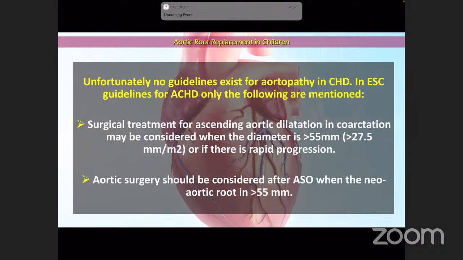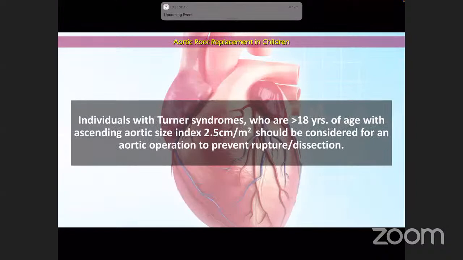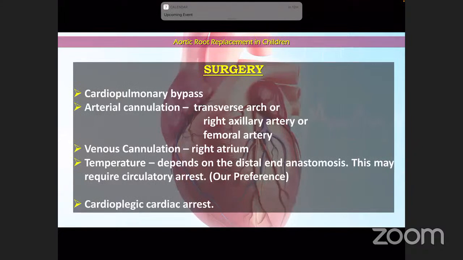Individuals with Turner syndrome who are more than 18 years of age with an ascending aortic size index of 2.5 centimeters per meter square should be considered for an aortic operation to prevent rupture or dissection, because this particular disease is well known for a higher incidence of rupture and dissection. So the threshold is a little bit lower in patients with Turner syndrome.